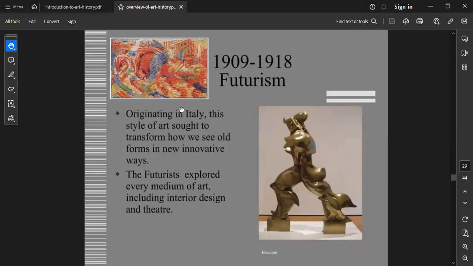So originating in Italy, the style of art sought to transform how we see old forms in new innovative ways, and the futurists explored every medium of art, so nothing was left. Even in India, Abanindranath Tagore got very much inspired from futurism, and he came up with a new art form here.